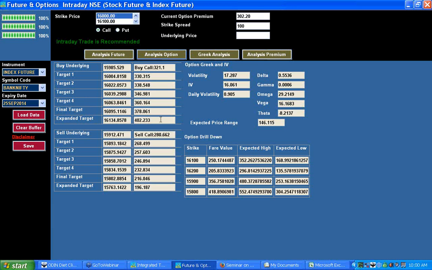Once your volatility has fallen from 21% to 17, your levels have also fallen. The expected level, which was 16,166, has fallen to the 16,135 level because of the fall in volatility. So this is the first, with respect to the call option.